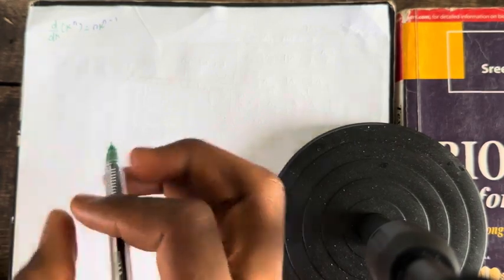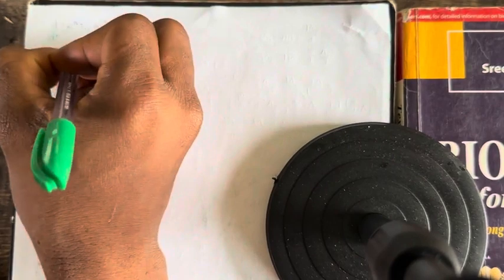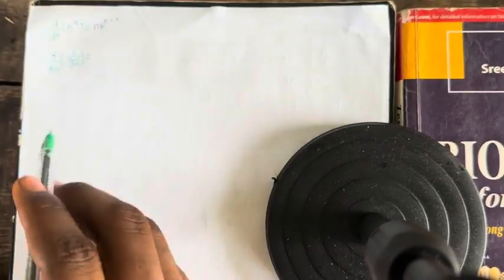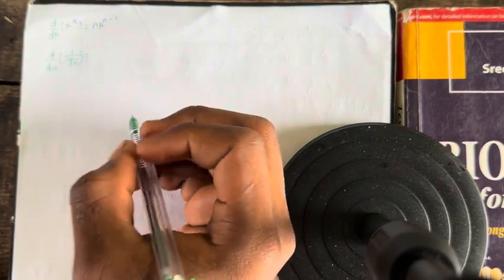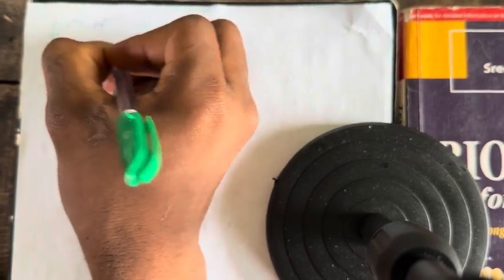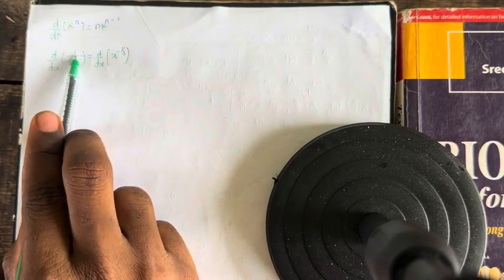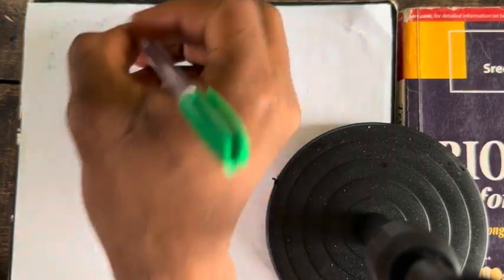So a quick example, the derivative with respect to x of 1 over cubic root of x. You know that this has to take the form of x to the n first before we can apply this formula, right? So this will be the same thing as d/dx of x to the minus 1 over 3, because cubic root of x is x to the 1 over 3, and 1 over x to the 1 over 3 is x to the negative 1 over 3.